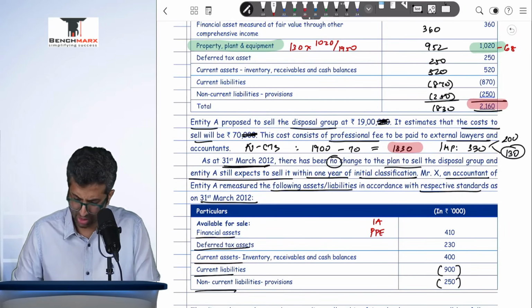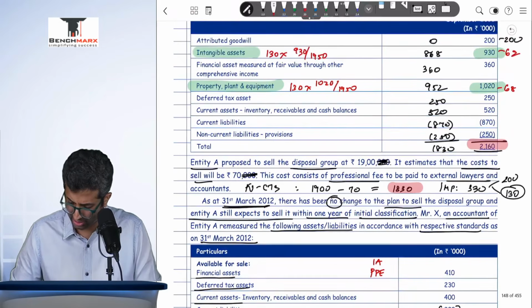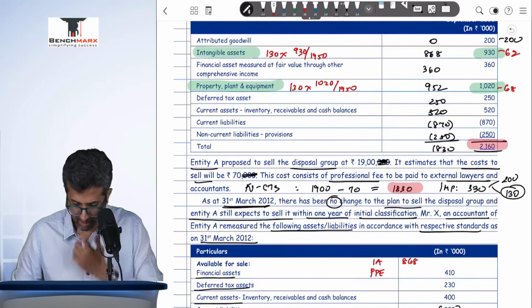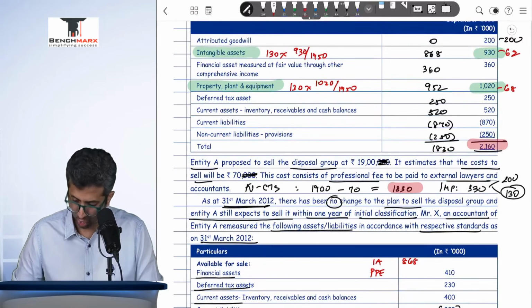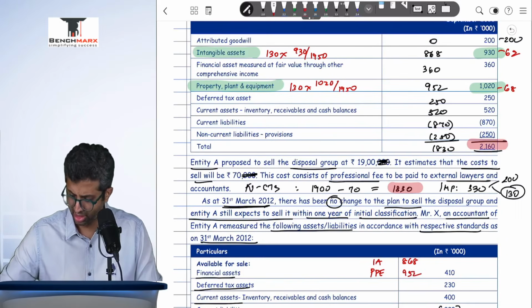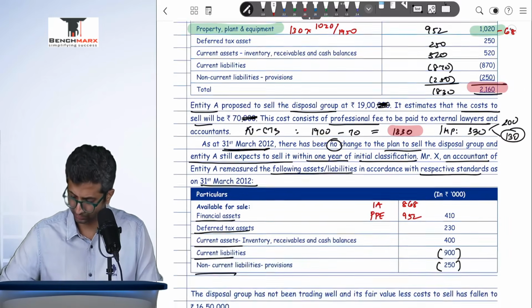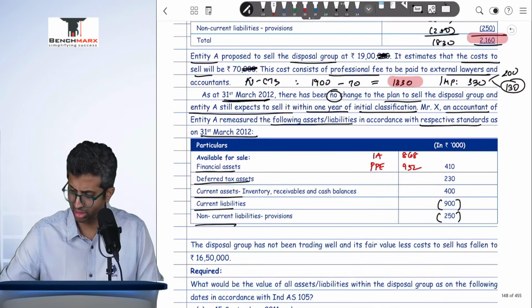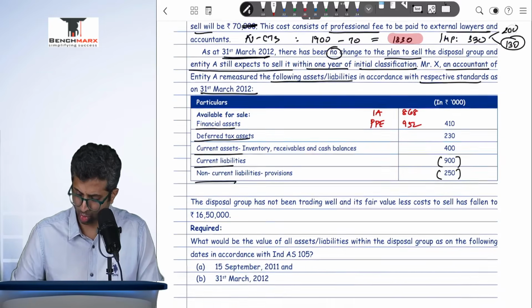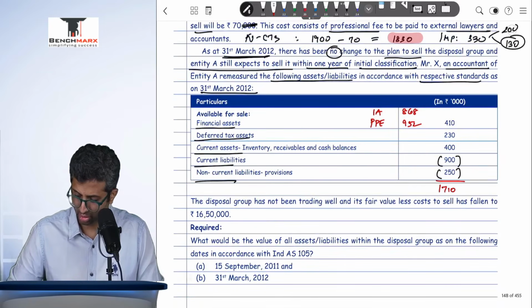So your intangibles were I think 868, this will continue as it is, and your PP would be 952, and hence this is 868 plus 952 plus 410 plus 230 plus 400 minus 900 minus 250. This comes to what? 1710. So this is your carrying value.